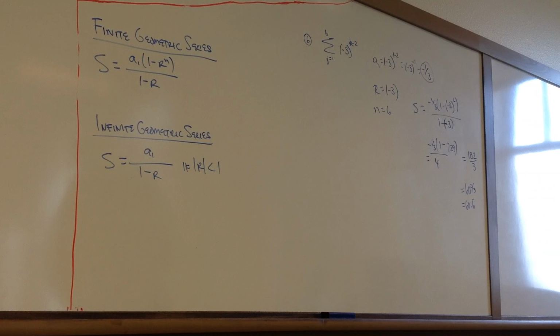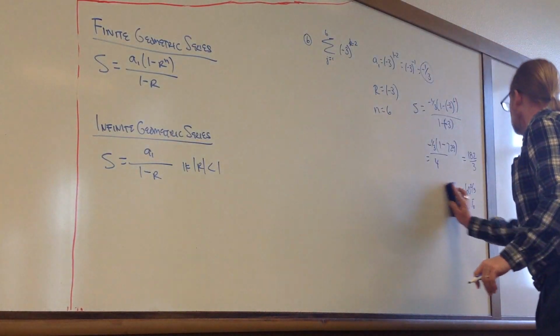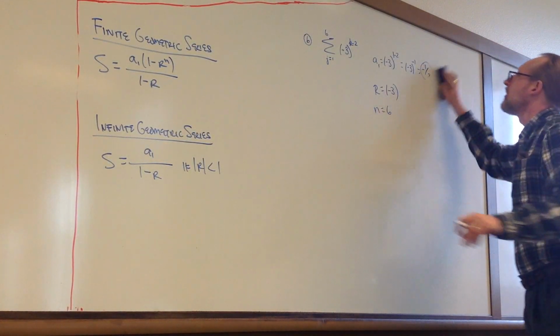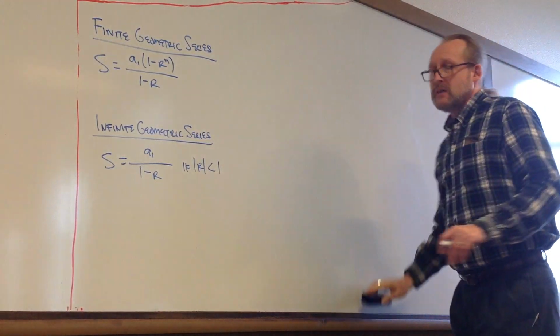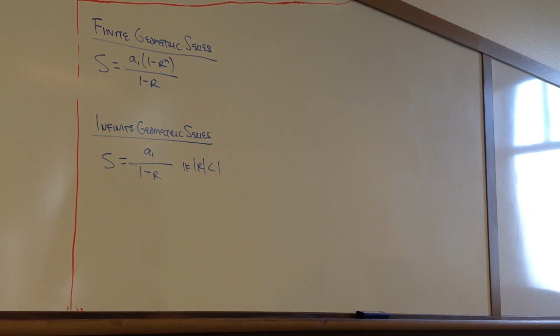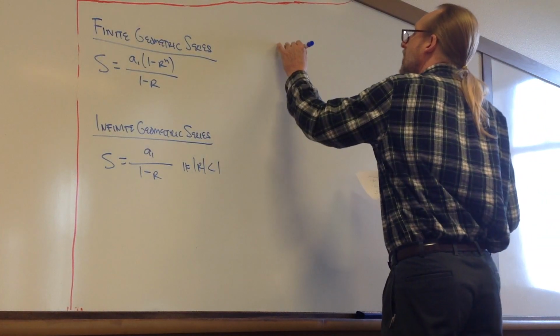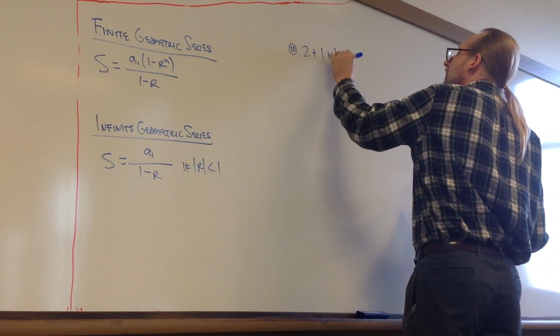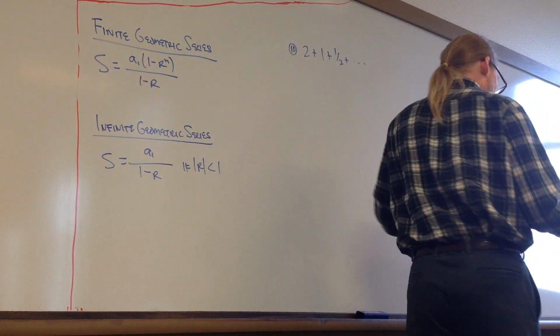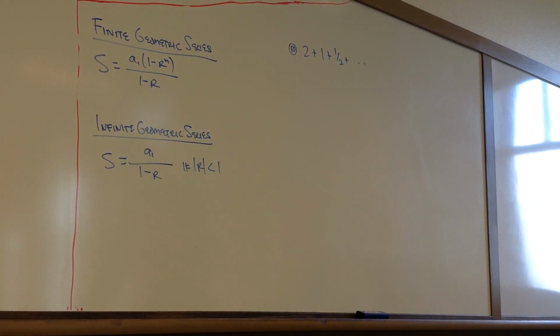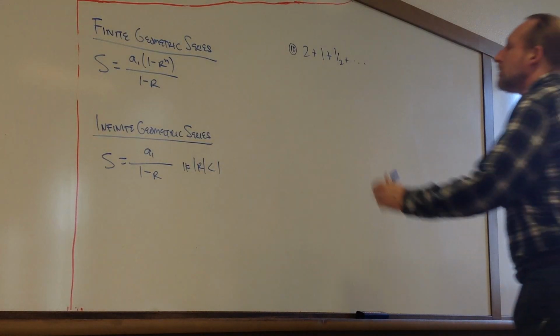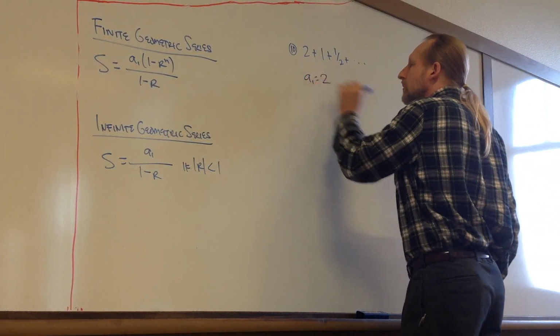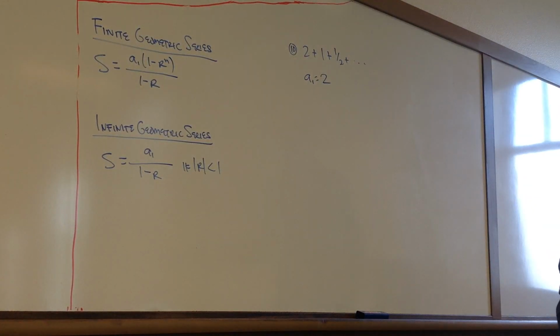All right. Let's see here. Well, let's skip down to the ones on the bottom. These are the infinite geometric series, and these are given as infinite sums. So if we look at problem 10, we've got 2 plus 1 plus a half, and so on. All right. Well, this makes it easy to find A1. A1 is 2.